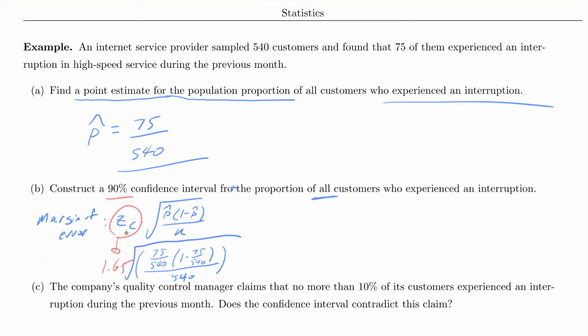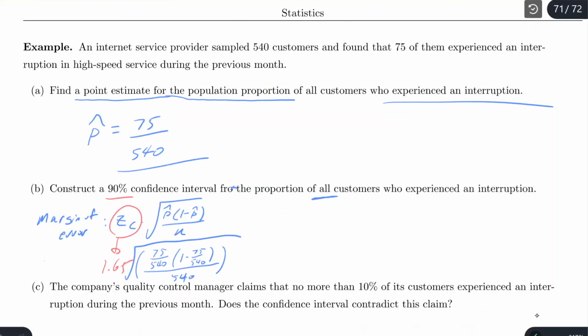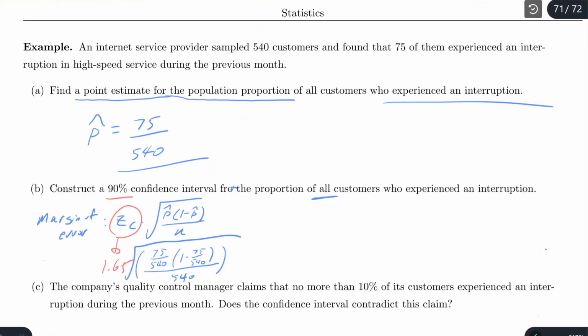So using the formula, we found a critical value 1.65 from the table right here. 1.96. Oh, I'm sorry. We're doing 90%, so it'll be 1.65. And p hat, we found it earlier. So just calculate this. Then for this, you get 0.024556. So this is the margin of error.